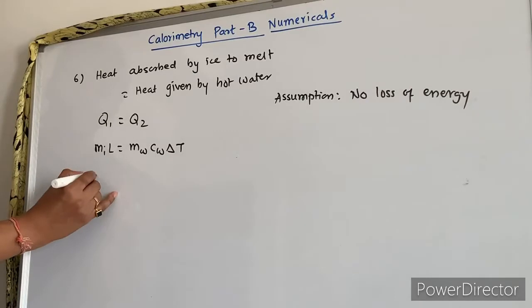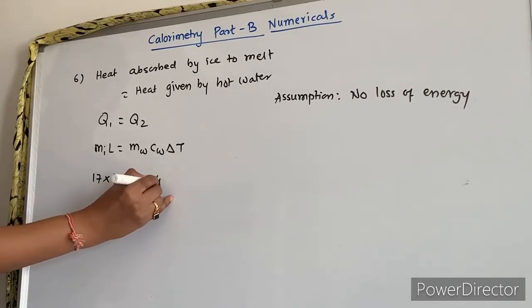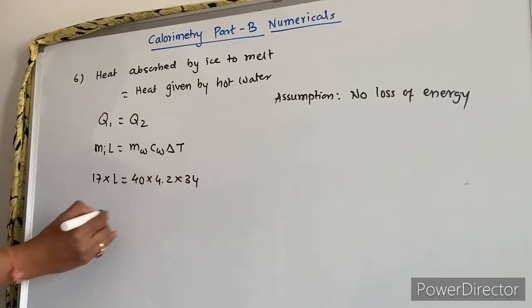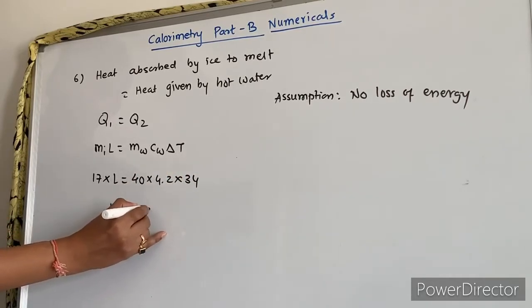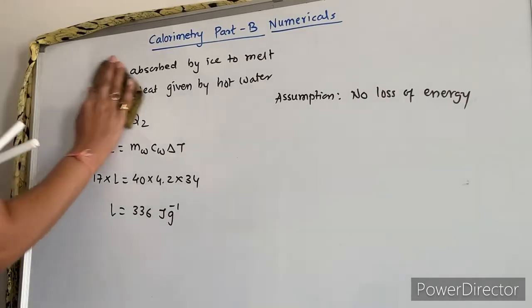Mass of ice, it is 17 into L. This is 40 gram into 4.2 into this is 33. So if you solve, this comes out to be 336 joule per gram. Right, this is the same sum. Now, check the next question. That is 7.